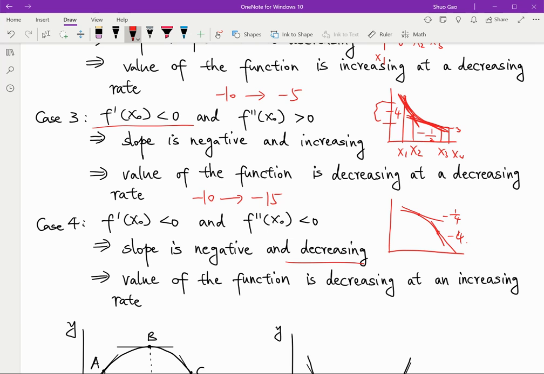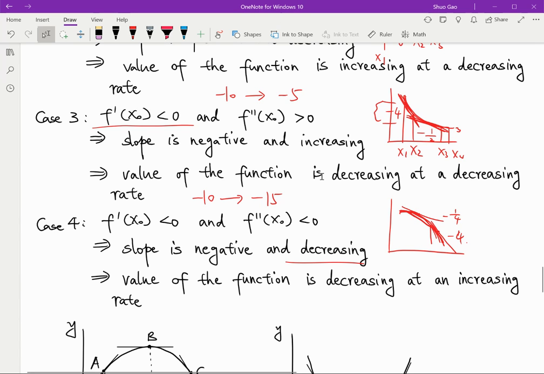So the value of the function is decreasing. Again, it's a decreasing function. The value of y is decreasing as x becomes larger. The value of the function is decreasing at an increasing rate. At first, it decreases just a little bit as x becomes larger, but then it will decrease at a much faster pace.